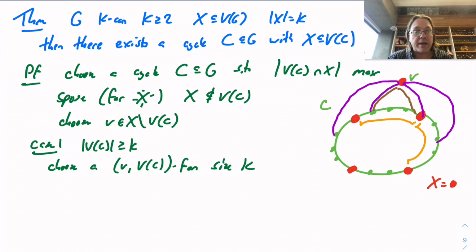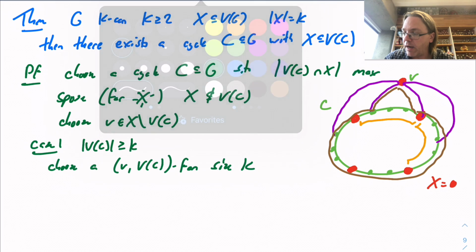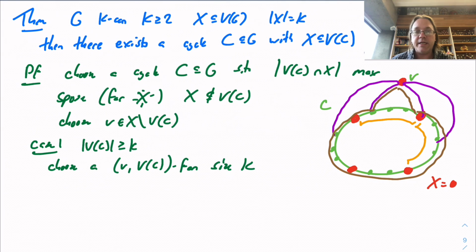As soon as you have those 2 paths coming down in the same interval, you have a very simple way of rerouting your cycle to pick up the vertex V. Namely, you walk around the cycle like so, but then you just replace this little part of this interval with a path up to V and a path down. So the idea here is I can choose a V to V of C fan of size k. Now, using that fan together with the cycle C, we can form a better cycle C prime that contains all the vertices in X plus also the vertex V.